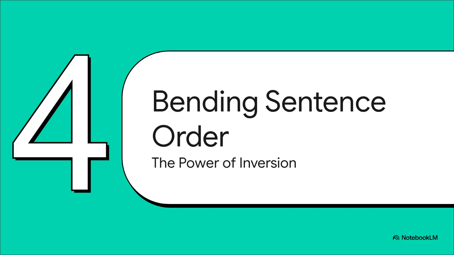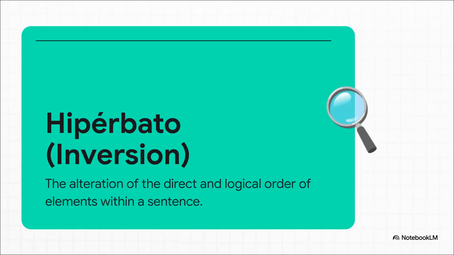Most of us probably learned in school that sentences go subject, verb, object. But the best writers know that sometimes you've got to throw that rule book right out the window and scramble things up. And the tool for that job is called hyperbaton. All it really means is flipping the normal logical word order of a sentence. And why would you do that? To sound more poetic, to be more dramatic, or just to make the reader pause for a second and really pay attention to what you're saying.